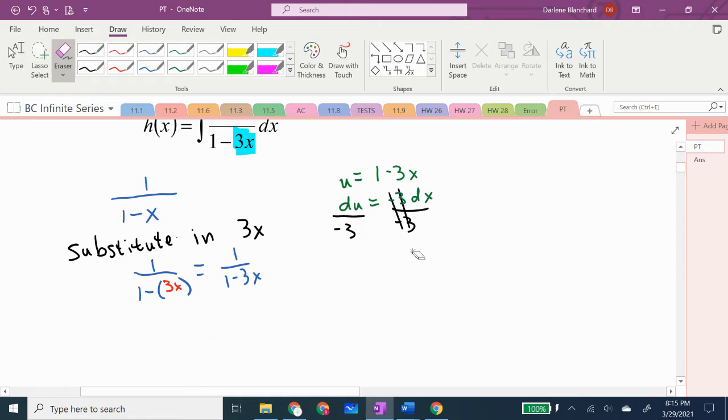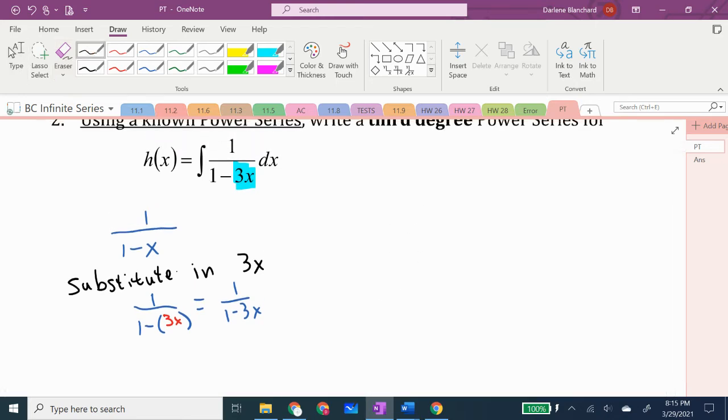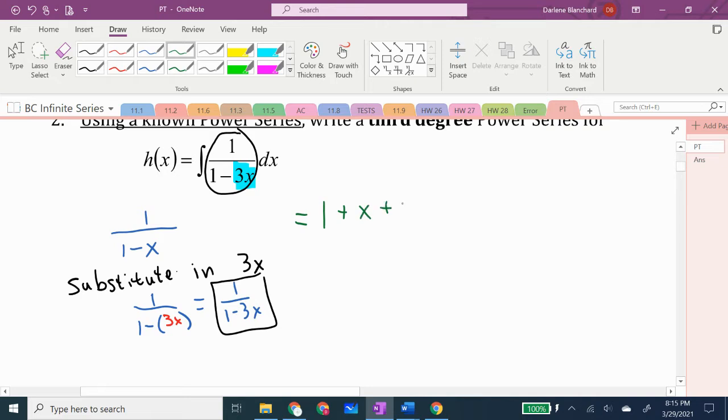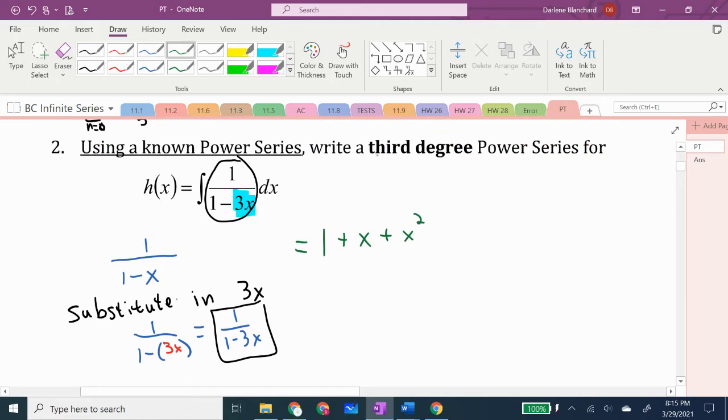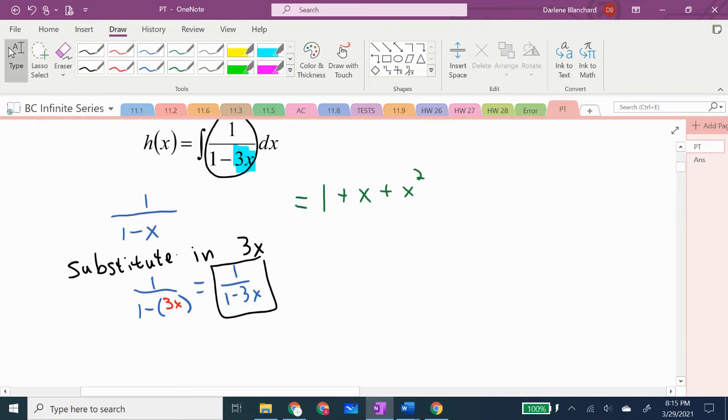I'm not integrating to get to a function. I'm just integrating. So I substitute in the 3x, and then instead of integrating the function, I'm integrating the power series, and then I will be done. So I'm going to start off with 1 over 1 minus x is equal to, and I'm going to write the first few terms. And also keeping in mind, I only need a third degree power series, and I'm going to integrate, so that's enough. And let's put squiggly equal.